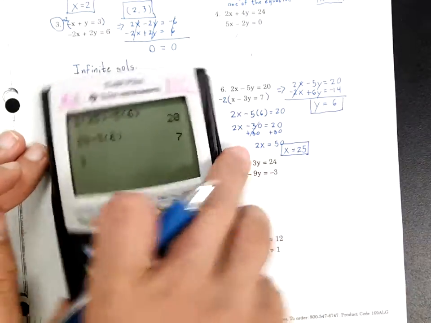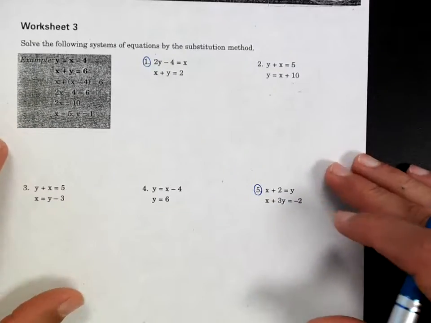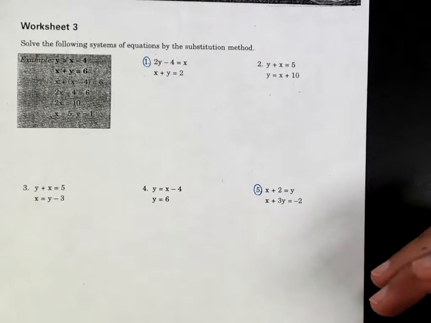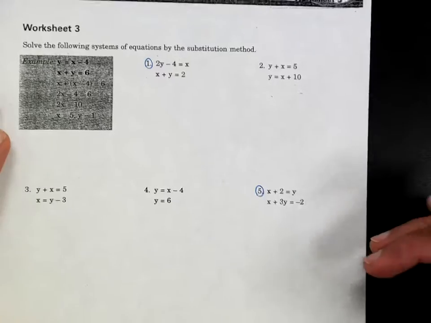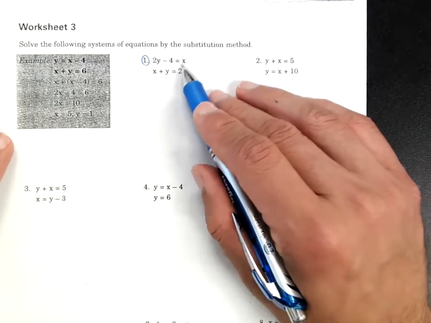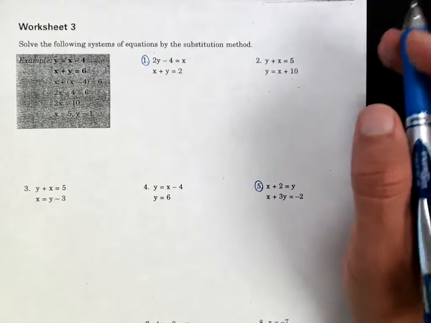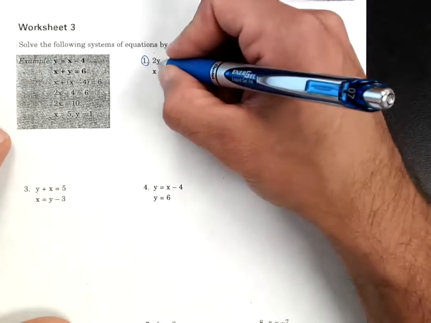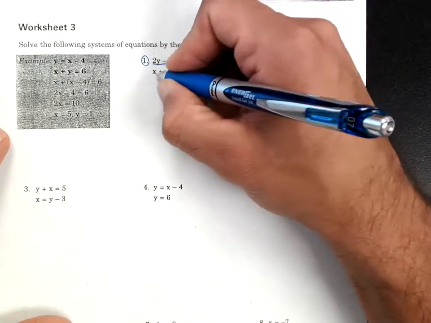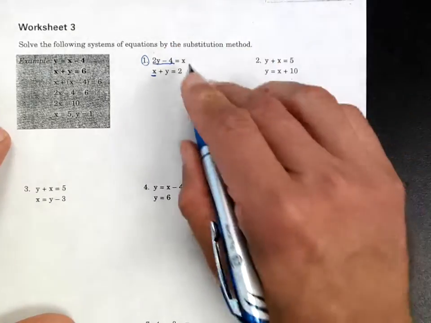Okay. Good luck with that one. Let me go back and show you substitution. Some of you forgot how to do this. I feel like this paper is easier because normally they're giving you either the x already by itself or the y by itself. So for example, in this one, I'm going to substitute this into this x, right? Because I have x is equal to.